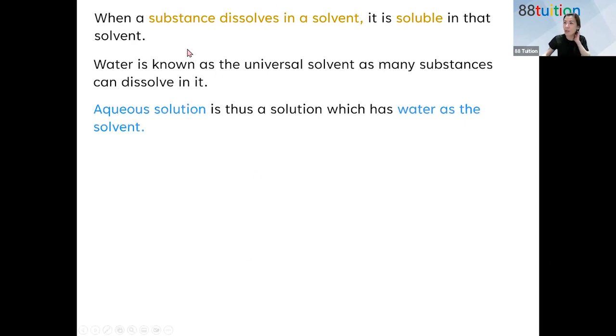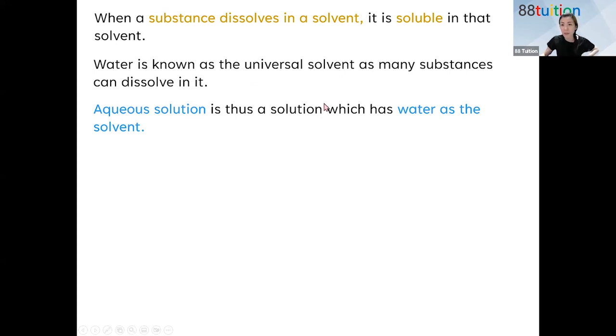Now, water is a universal solvent. Take note of this. If you're asked, what is the universal solvent? You need to know that it's water, because many substances can dissolve in it. Now, this is a new term I want you to remember, even up to JC: an aqueous solution is a solution which has water as the solvent.